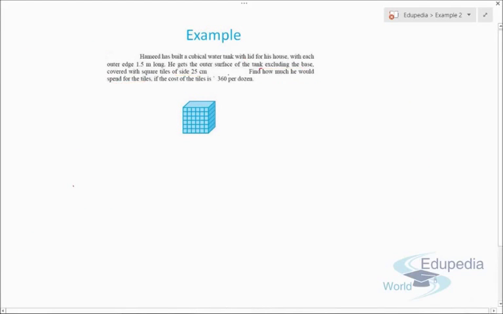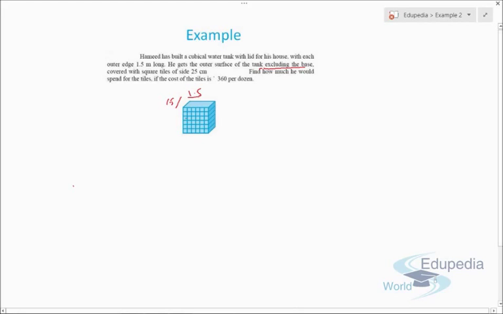So now let's discuss example number 2 for this video. The example says that Hamid has built a cubical water tank with a lid for his house, with outer edge 1.5 meter long. So this means this is 1.5, this is 1.5 meter long. Now he gets the outer surface of the tank covered, excluding the base. So we need to note that the base is excluded. So this means we need to cover only 5 parts out of 6. So this is the use of concepts. If you know the concepts, you can solve this question now.